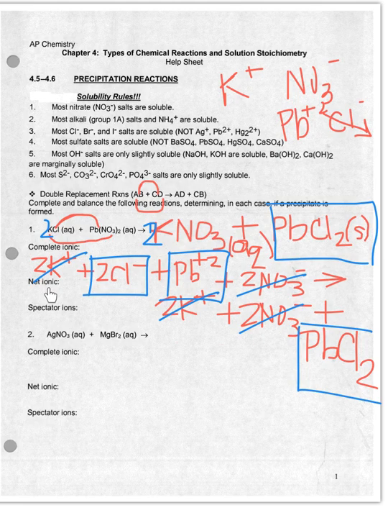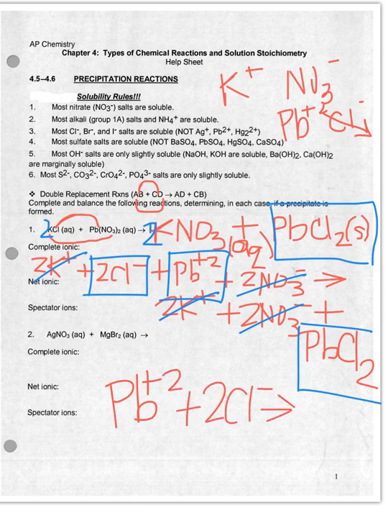The net ionic equation, go ahead and rewrite this nicely. It's what you boxed up, okay? I'm just going to write it down here at the bottom so you can see what it would look like when you write that nice and neat. So we have Pb with the +2 and 2Cl minus, and that gives us the PbCl2.